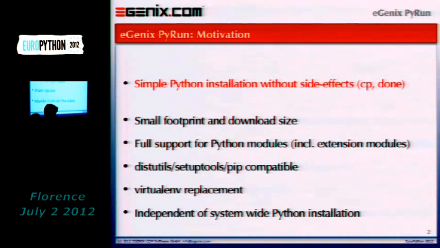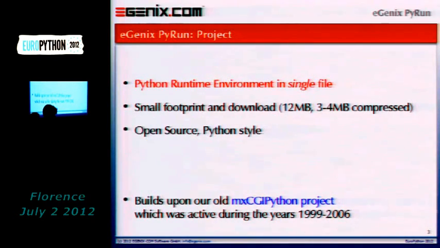And very important for us, we wanted to make it independent of the system Python installation, because we found that even though you have Python installed on most Unix systems nowadays, there are always very little quirks that make life very hard for the user. So we want to avoid that. So what we came up with is we took an old project that we did, mxCGIPython, which ran from 1999 to 2006. And we basically revived that project and turned it into a single file Python runtime.